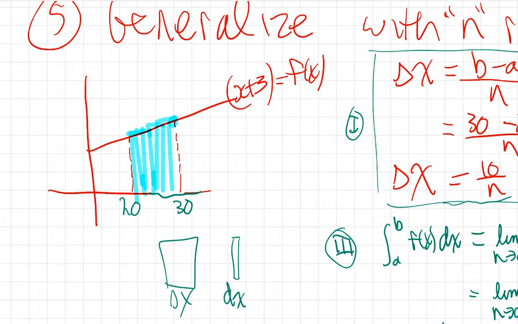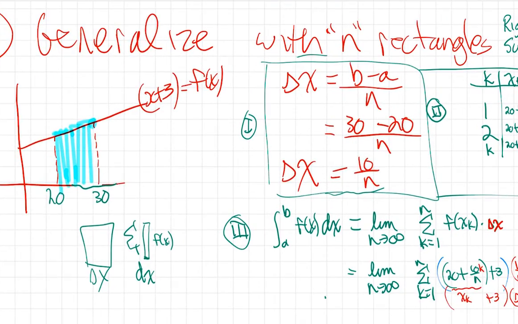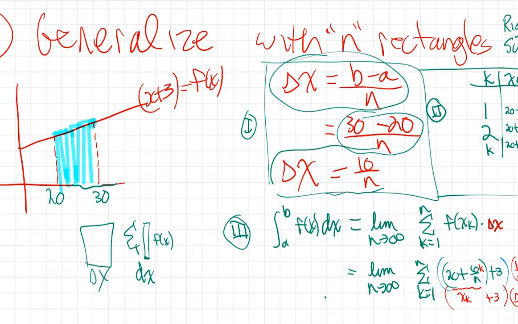So it has a height f at x and a strip width of dx. If you sum all of those, that infinite number of rectangles, the area of those, you're going to get the overall area under the curve. So let's look at this. Remember that we set delta x to be b minus a over n. In this case, that would be 30 minus 20 over n. Delta x is 10 over n.